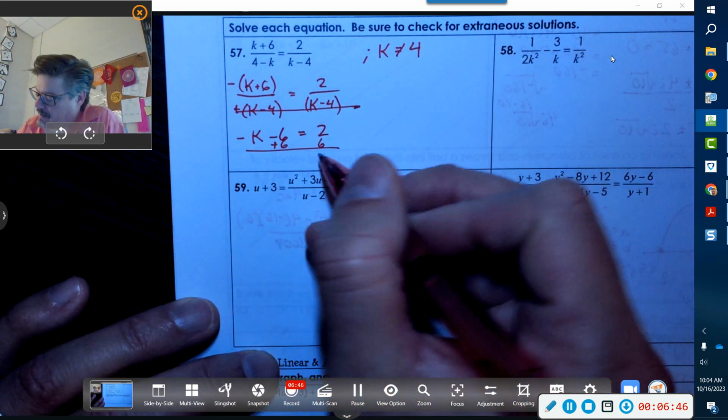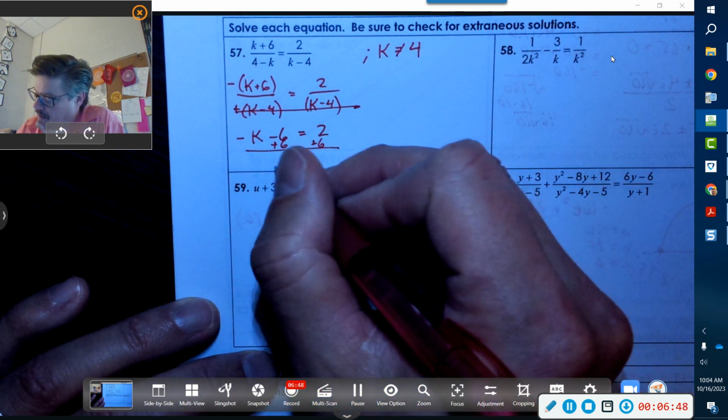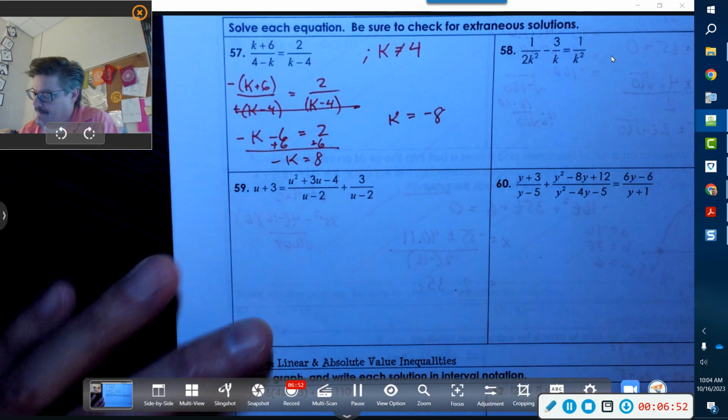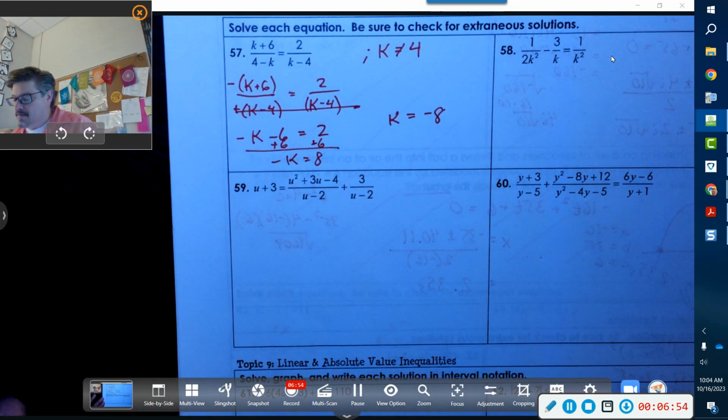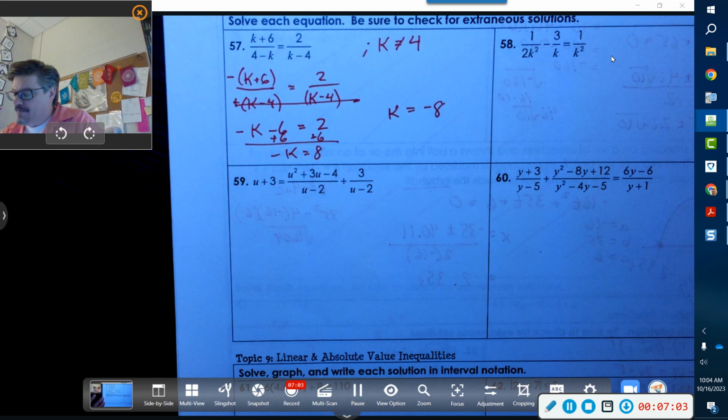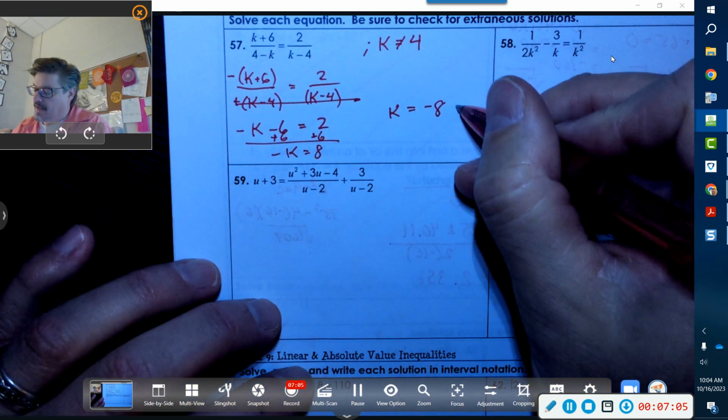6, right? So negative k equals 8. So k equals negative 8. Negative 8 checks out because that would be a negative 2, and then we swap. Yep, so this guy checks out.